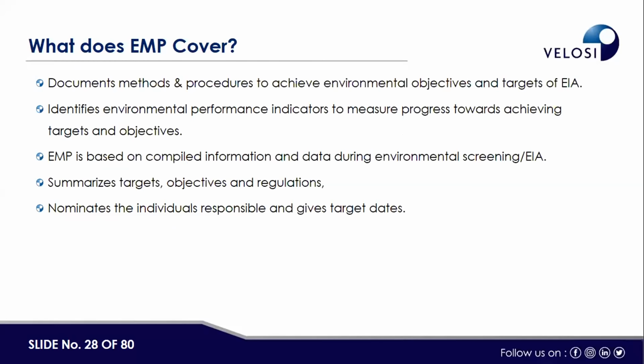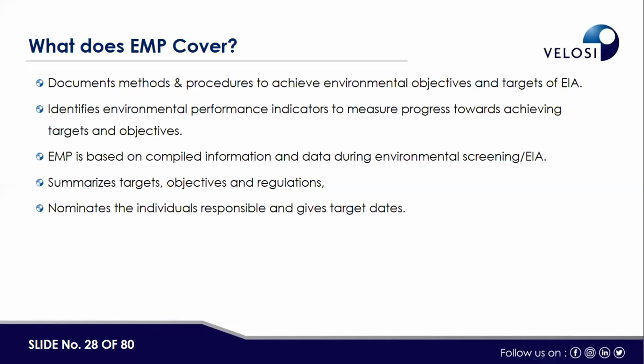What does EMP cover? As I explained in the previous slides, this is basically the methods and procedures to achieve the environmental objectives and targets. In some project scenarios, before the commencement of the project, an environmental impact assessment is required by the regulatory authorities. Even after the approval of the EIA, the authorities may ask for development of the EMP. So whatever targets and objectives we have set in the EIA, this EMP provides a procedure to implement or achieve those objectives and targets that we have mentioned in the EIA.